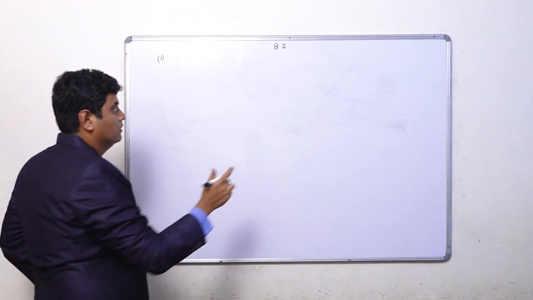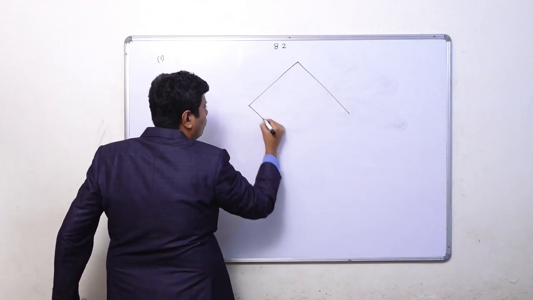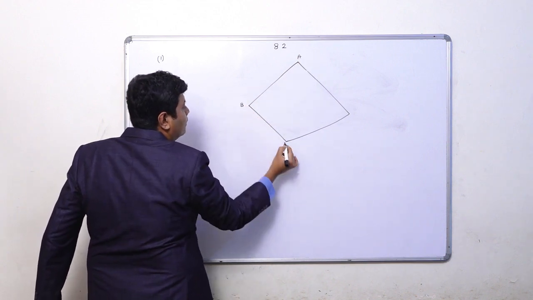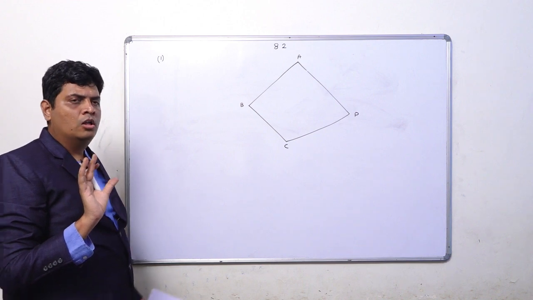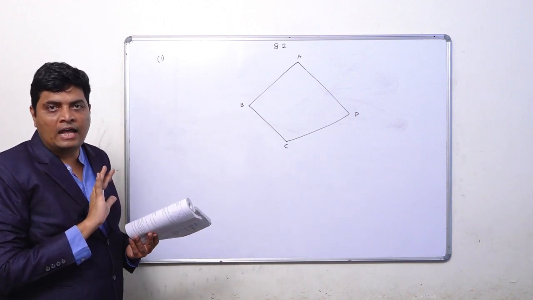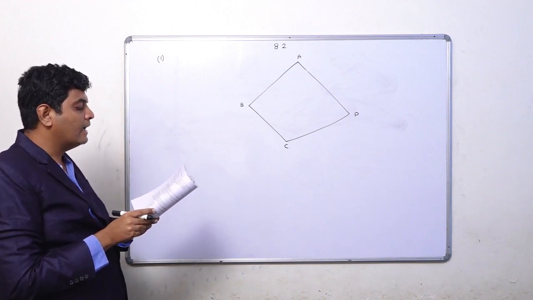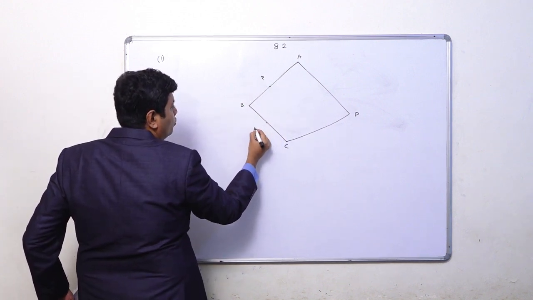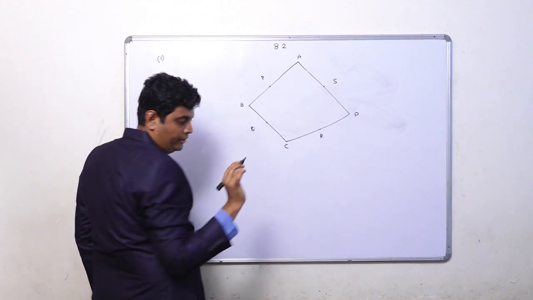ABCD is a quadrilateral. So I will draw ABCD, it is given ABCD is a quadrilateral. Now what do I know about this? Once I know it is a quadrilateral, the sum of all angles is 360 degrees. That's it. I don't know anything else other than this property for a quadrilateral. And P, Q, R, S are the midpoints.